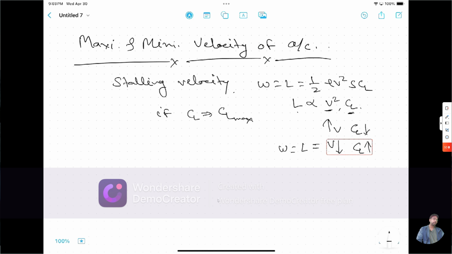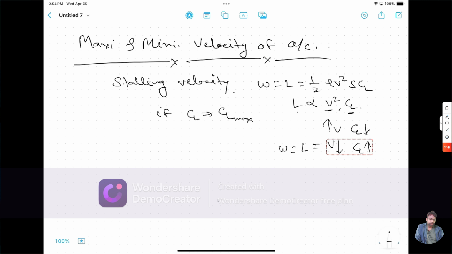I mean to say, if you are flying slower, then you have to keep the CL as high as possible. And if you are flying with the high velocity, then you can make your CL minimum, so you can decrease your angle of attack. Understand? So the CL depends on your angle of attack. If you are increasing the angle of attack, it means you are increasing the lift coefficient of the aircraft.